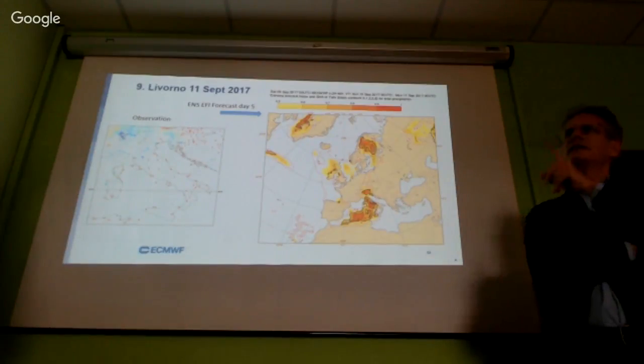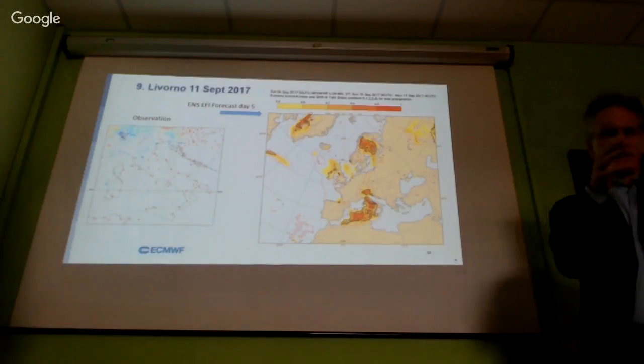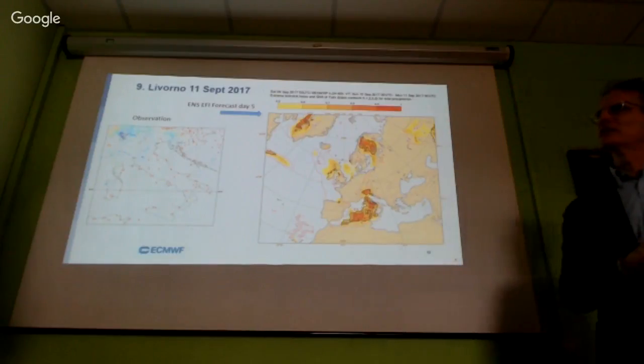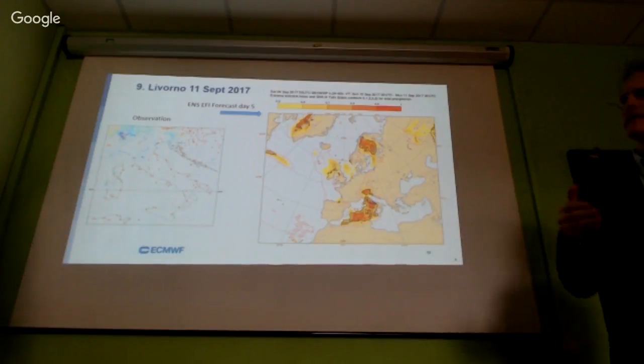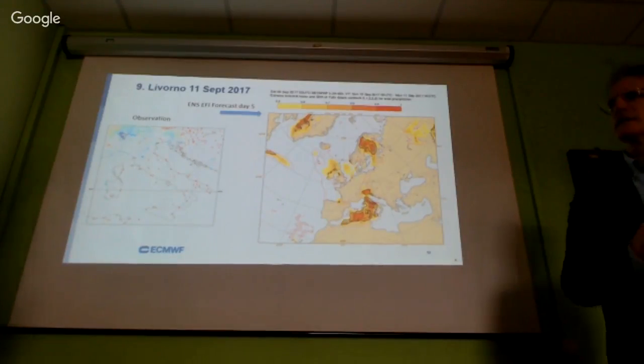I have a question. What about the nesting of mesoscale ensemble models into the global scale ECMWF model? Is there any specific recipe? Because you can handle and improve the scale of the predictability.